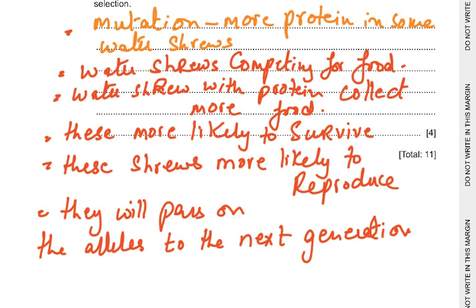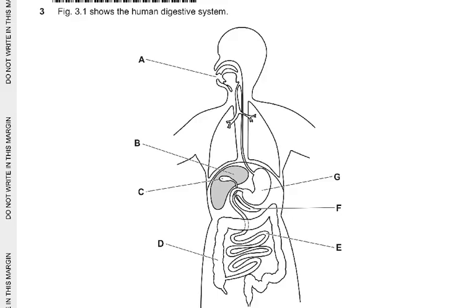Mutation results in more protein in some water shrews. Water shrews competing for food. Water shrews with protein collect more food. These water shrews are more likely to survive because they are smarter and can collect more food. These shrews are more likely to reproduce. They will pass on the alleles to the next generation. The word is allele, not gene. Please remember that. Now coming to question number 3.